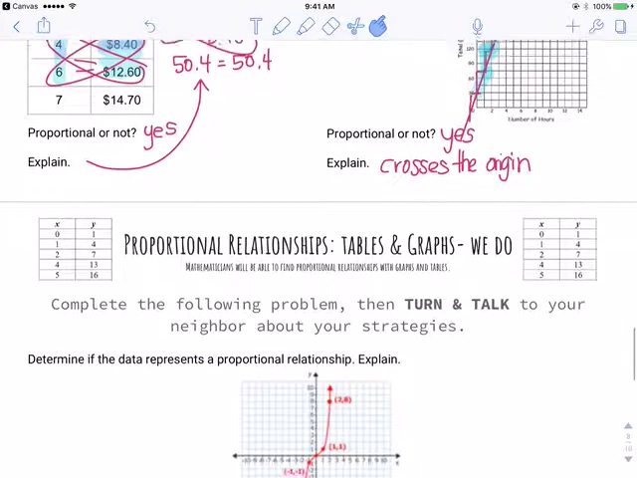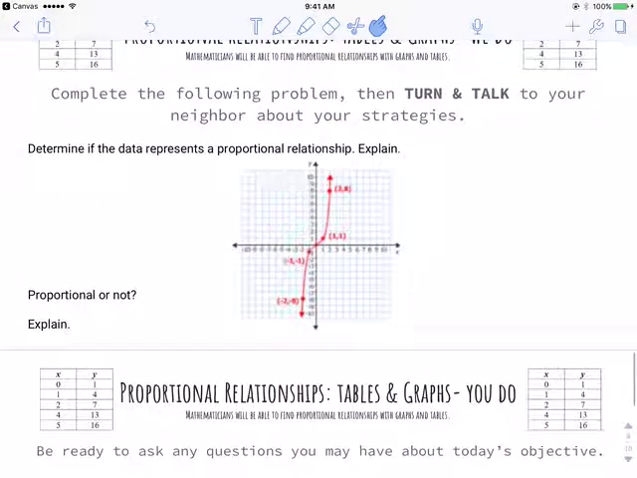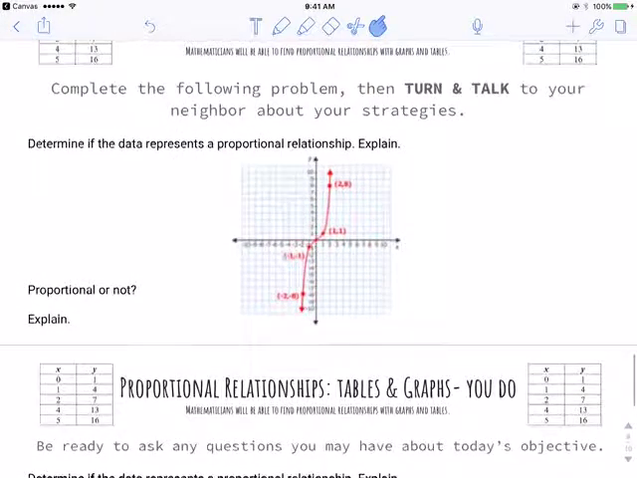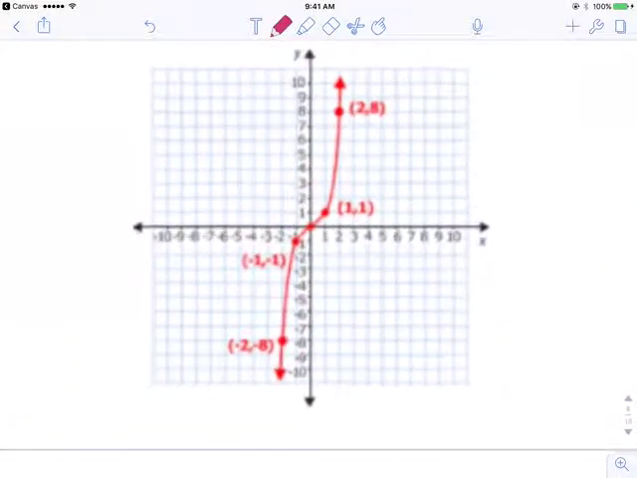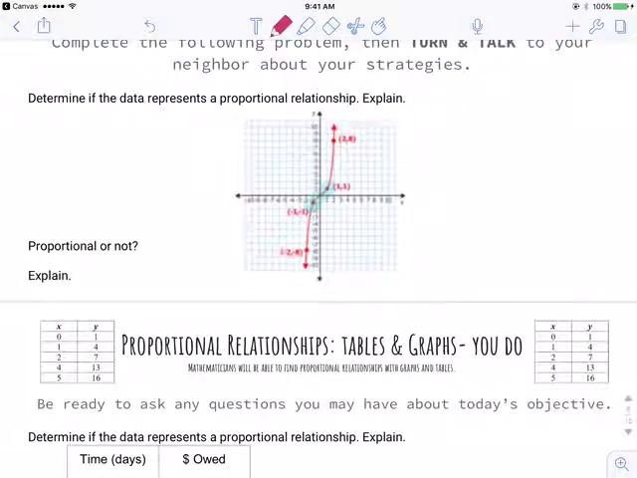All right, so again, pause the video. Go ahead and do the last two. So you do one of each, the graph and the table. And then come back to this video. So if you look, this one looks a little different because our graph is curvy, but I can directly see that it crosses the origin right here. So that should be a pretty easy tell to say proportional or not. Yes, and crosses the origin.